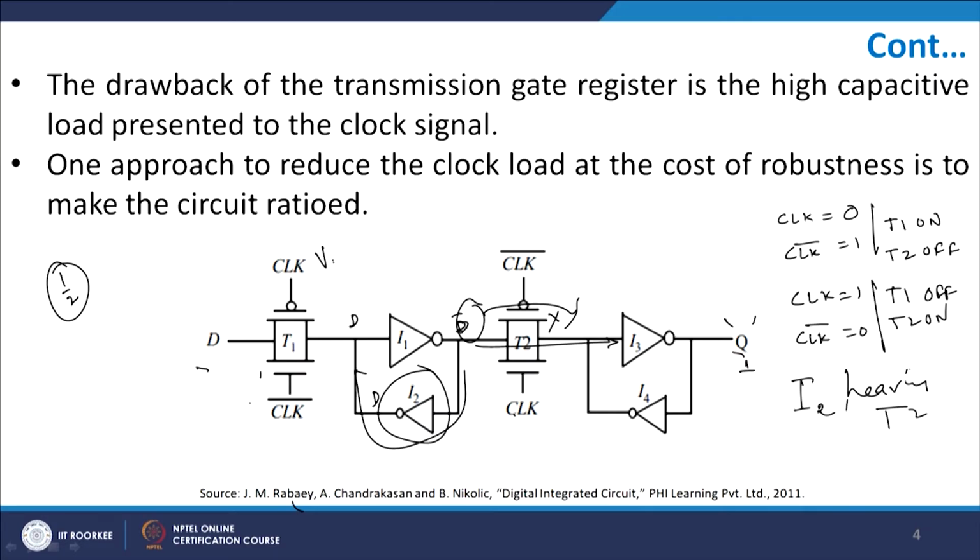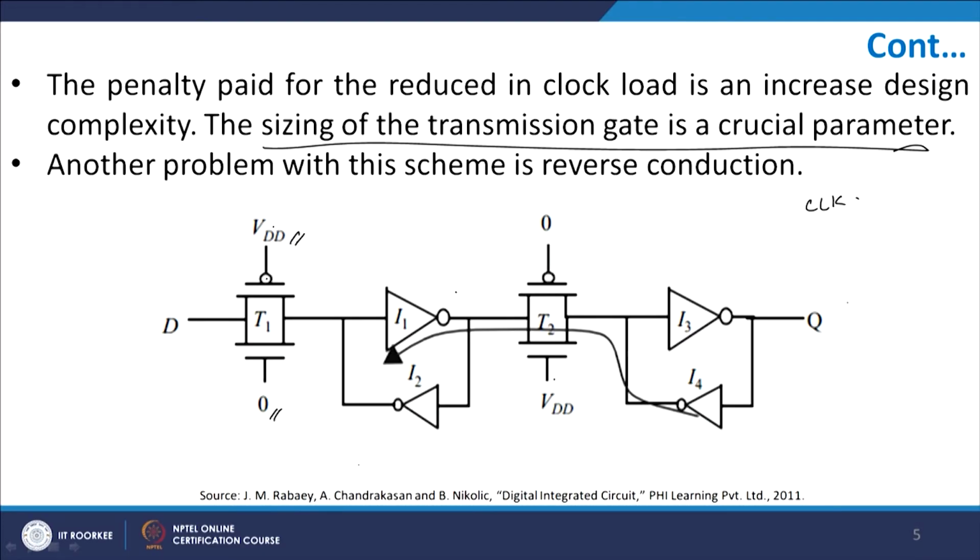So if this is VDD, this will also be VDD, this will be 0, this will be 0. That is what is shown in the next slide, that is VDD, 0, 0. If this is what is happening, then T2 will be on. So T3 will be off for sure, but T2 will be on. When T2 is on, there might be a reversal from the Q side towards this whole thing.